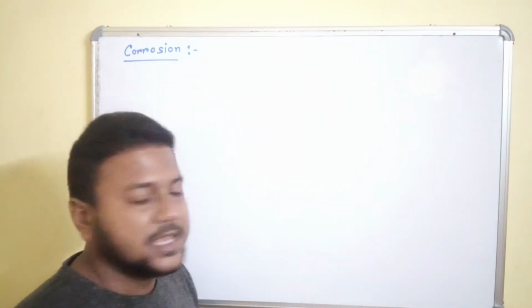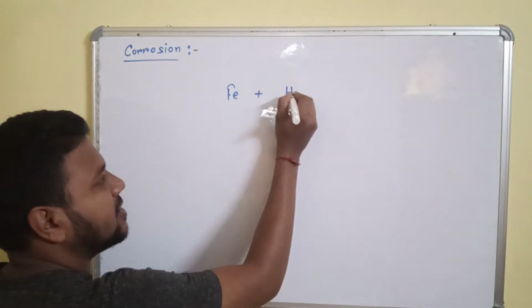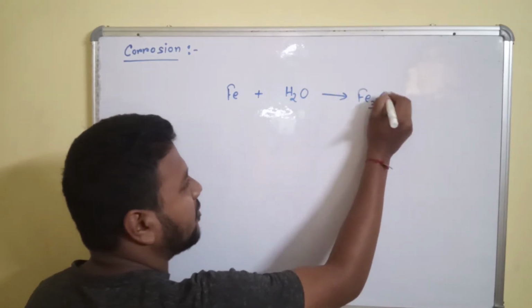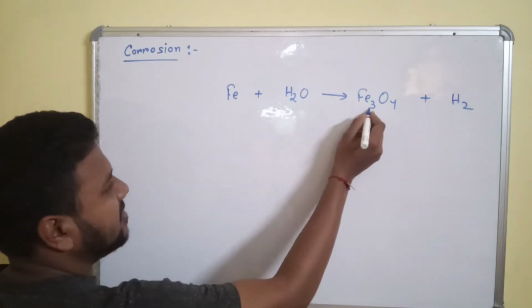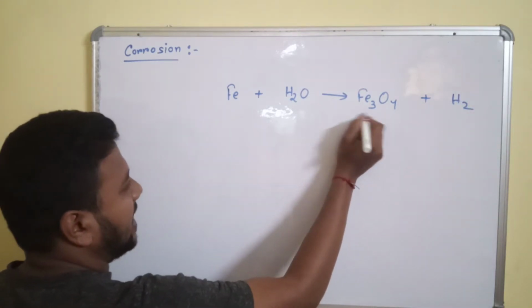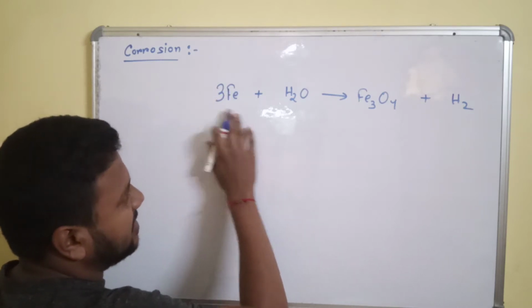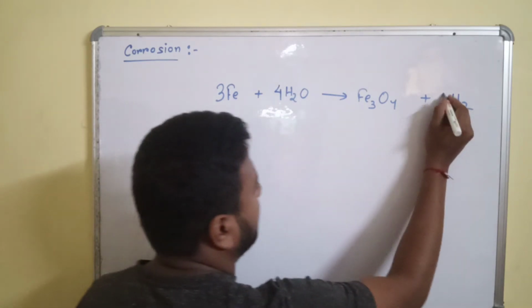atmospheric oxygen, giving a chemical reaction: Fe reacting with the atmospheric moisture, resulting in the formation of Fe3O4 plus H2. Balancing the equation, we will find 3 atoms of iron in the reactants, so we have to put 3 before iron. Now we will see 4 oxygen atoms, we keep 4 over here and 4.